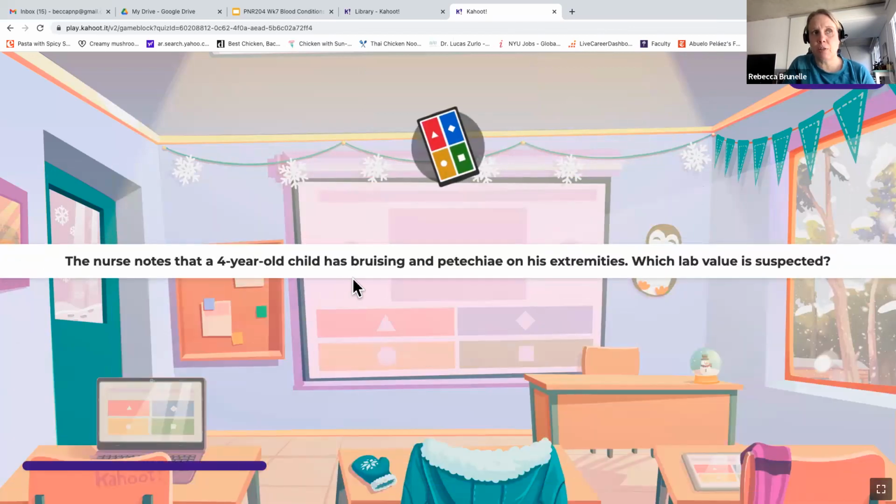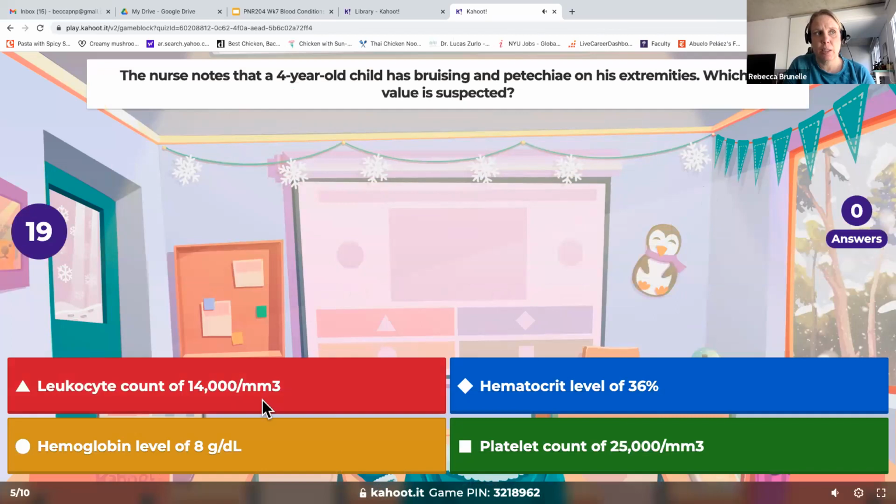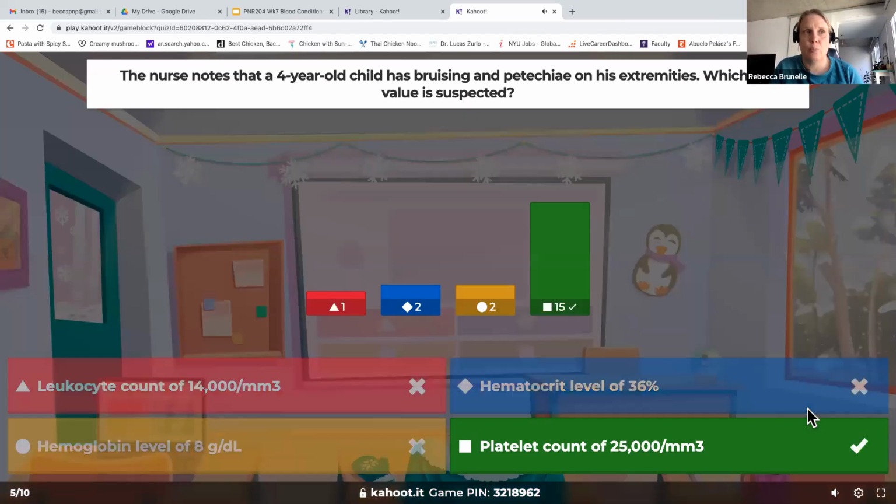So the nurse notes that a 4-year-old child has bruising and petechiae on his extremities. Which lab value does the nurse suspect? A leukocyte count of 14,000, a hemoglobin of 8, hematocrit of 36, or a platelet count of 25,000. Right, very good. So you're worried about a platelet count being low and that's causing the bleeding.